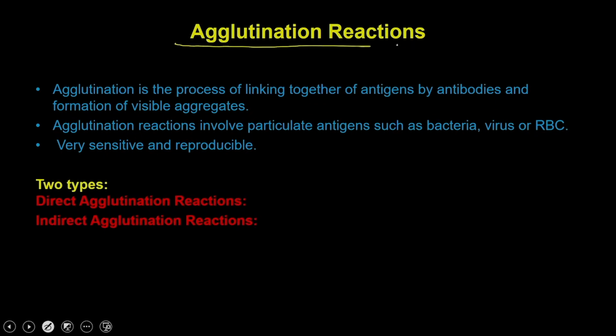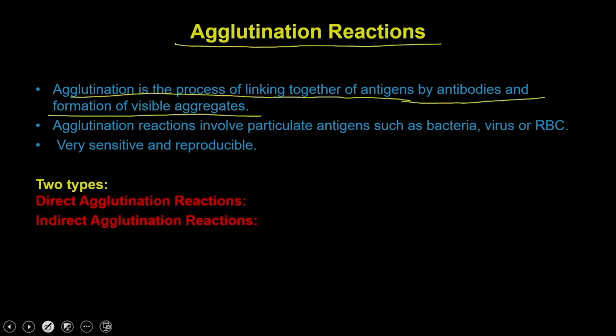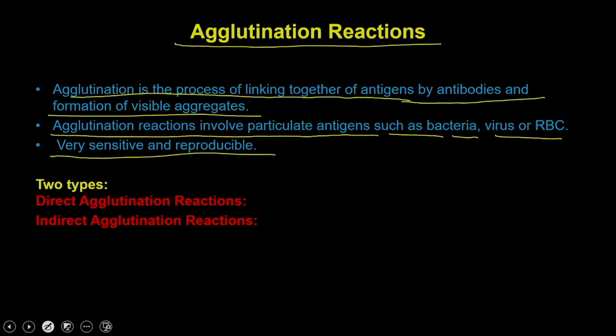Agglutination reactions. Agglutination is the process of linking together of antigens by the antibodies and the formation of visible aggregates. The agglutination reaction involves particulate antigens such as bacteria, viruses or RBCs. The agglutination reaction is very sensitive and it is very reproducible. You can have two different types of agglutination reactions: direct agglutination reactions or indirect agglutination reactions.